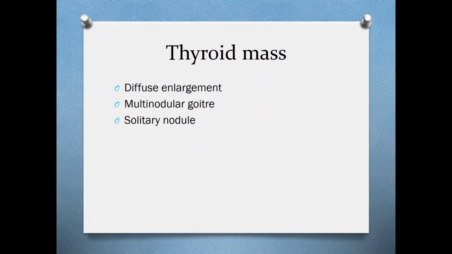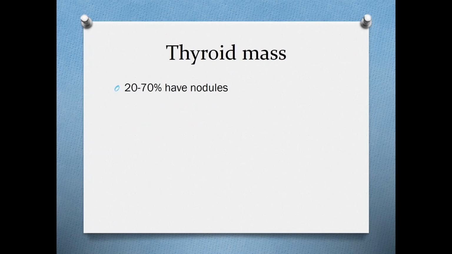Thyroid mass, quick one. So it can be a diffuse enlargement, either toxic thyrotoxicosis or a thyroiditis. It can be a multinodular goiter or a solitary nodule. Of 100 people off the street, 20 to 70% will have thyroid nodules, which are not palpable. 1 to 5% will have palpable nodules.